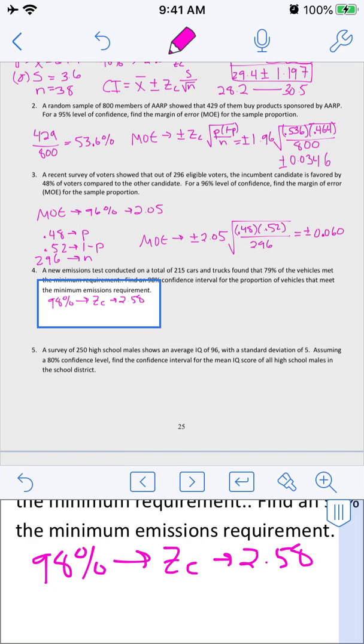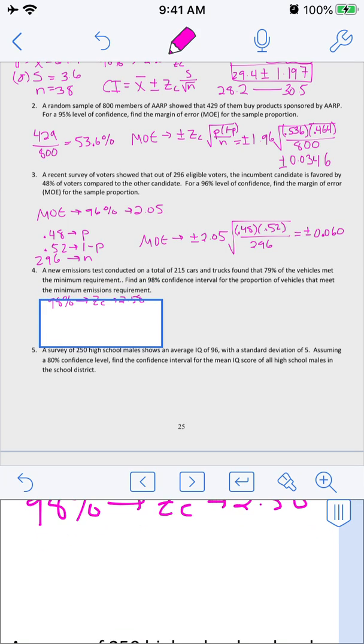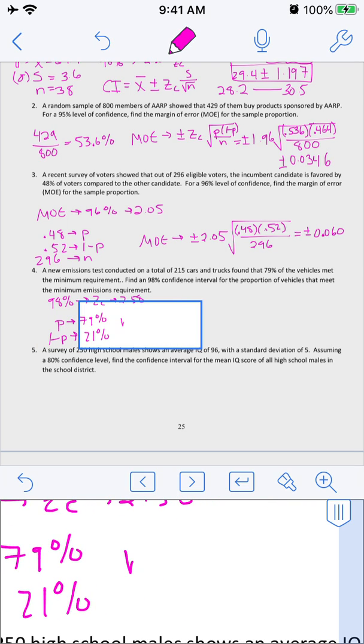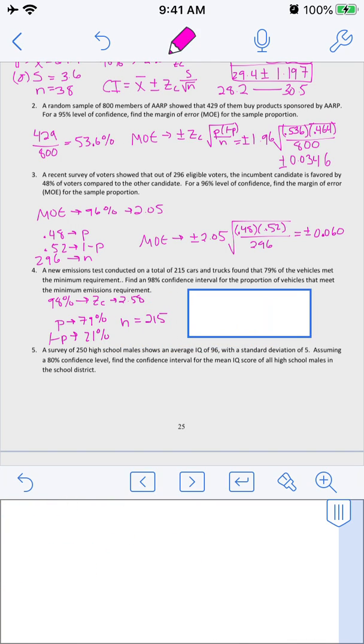2.58. All right, that's the first thing we got. The 79% was our P, and therefore our 1 minus P would have been 21%. Our sample size is the only other thing we need, 215 cars. If they don't give us one of those pieces, we can't be that confident. We can't produce a confidence interval, right? We can't fill this whole thing out. So you're going to have all those pieces there.